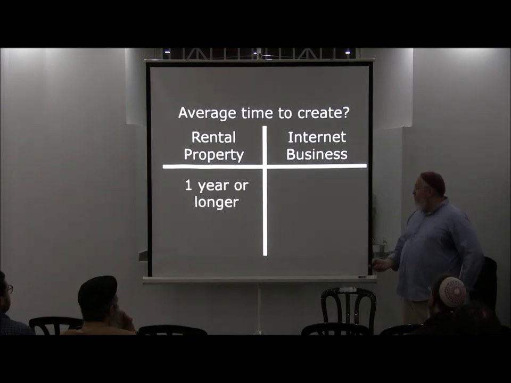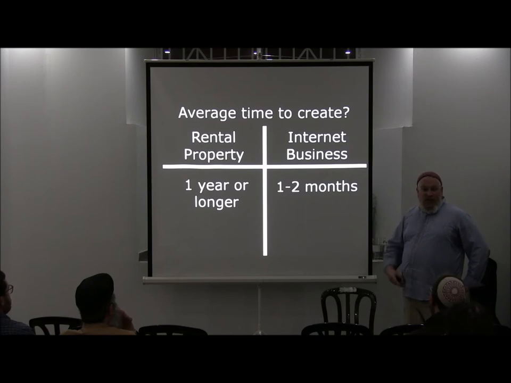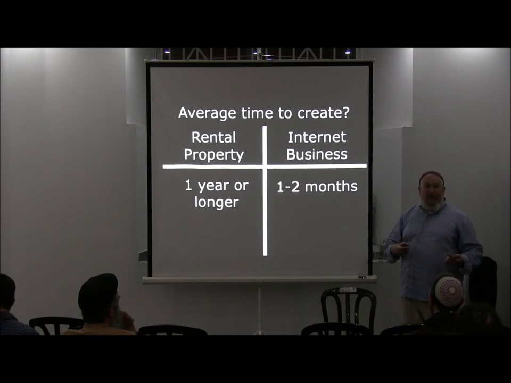The average time to find a house and start renting it out is a year or longer. Here we're talking about 1 to 2 months before you have a business that's making money. And making money could be even $100 a month. But as long as you're making something, it's very easy to continue growing it. It's just that first initial sum of money that's hard to do. And once you do it one time, you can do it again and again and again.